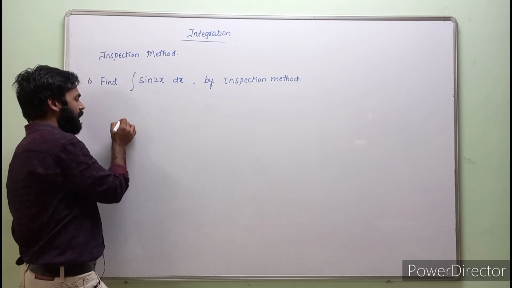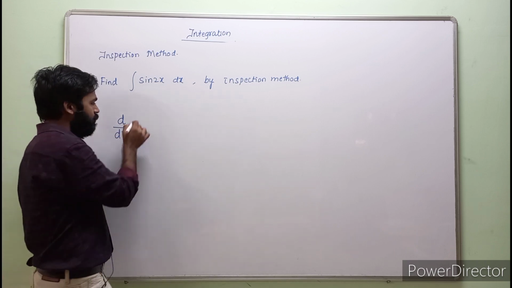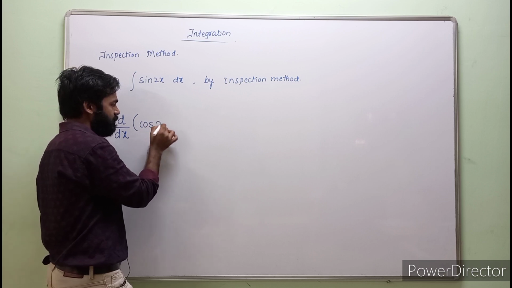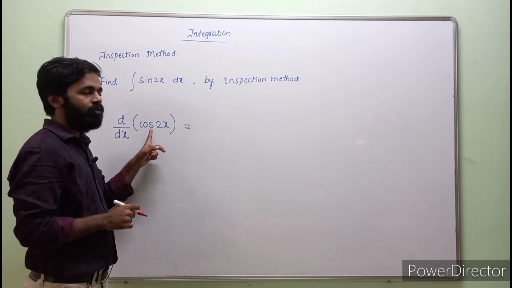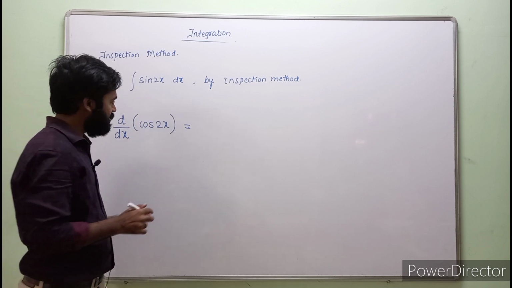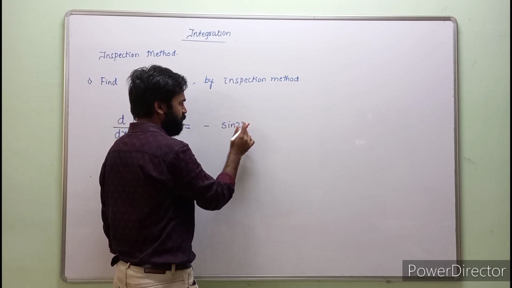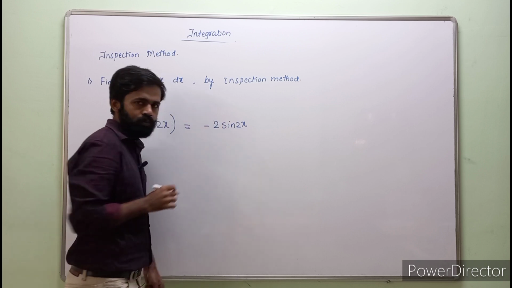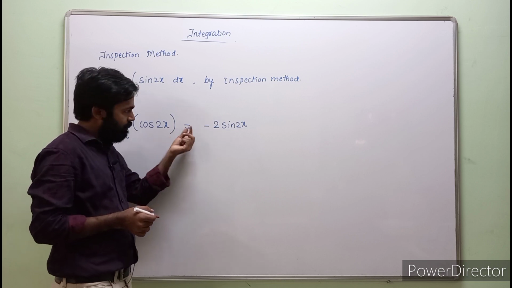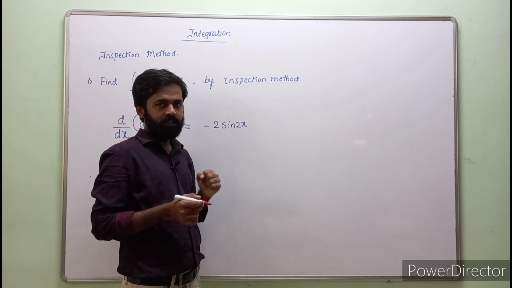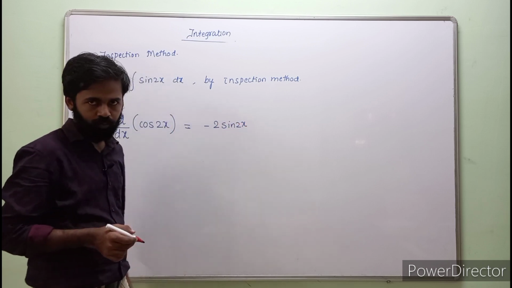Right. So what I will do, I'll write d by dx, differentiation of cos 2x, because we have the 2x term here. d by dx of cos 2x. Differentiation of cos 2x is minus sine 2x, and differentiation of 2x is 2. So d by dx of cos 2x equals minus 2 sine 2x. Differentiation of cos is minus sine and 2x differentiation is 2.